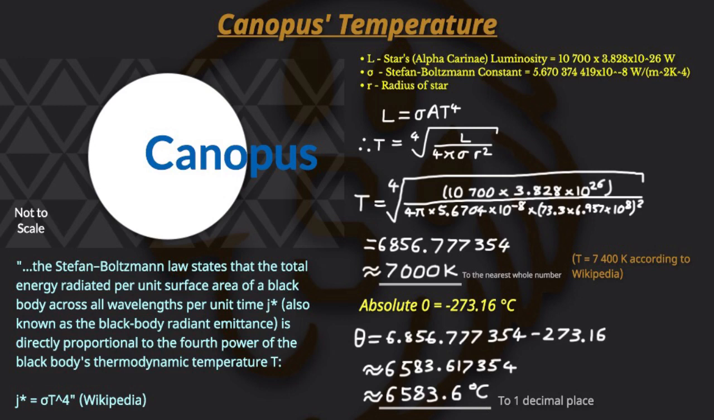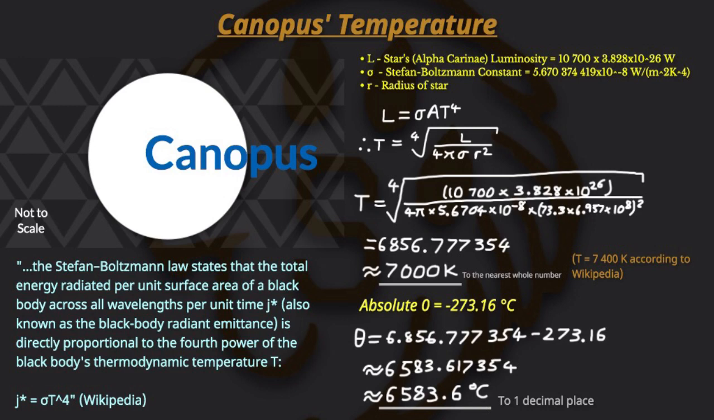And then we have the luminosity, which you already know, which is 10,700 times the luminosity of the sun. So the luminosity of the sun is 3.828 times 10 to the power 26, or times 10 to the power negative 26, I think, if I'm not mistaken. No, it's times 10 to the power 26, yes, watts. That's the luminosity of the sun. And then we have the radius of the star, that's the r, where we are saying r squared.